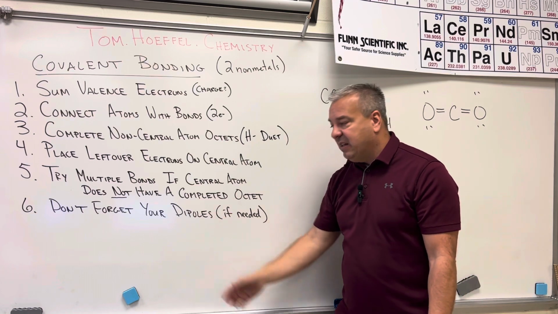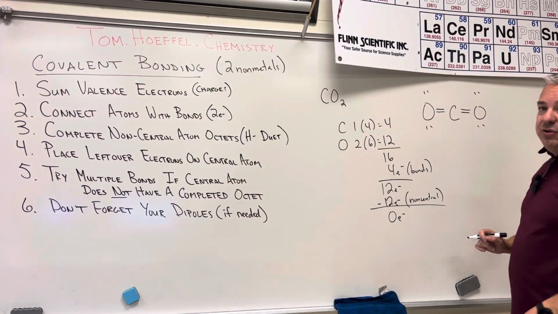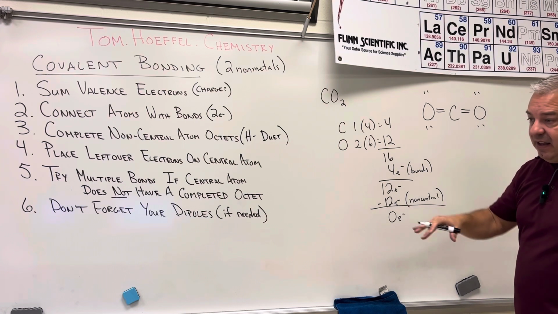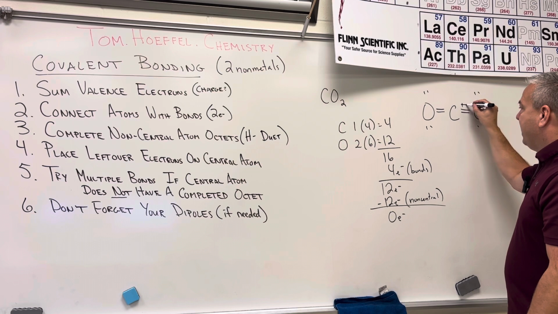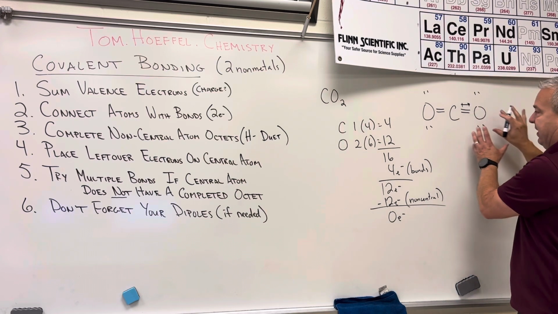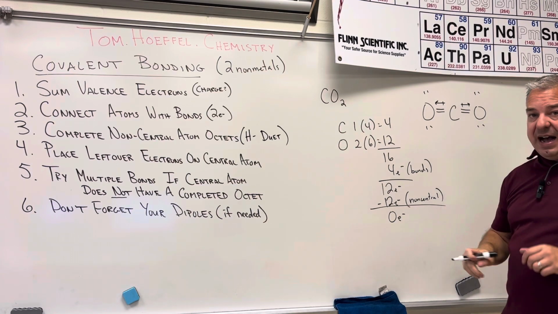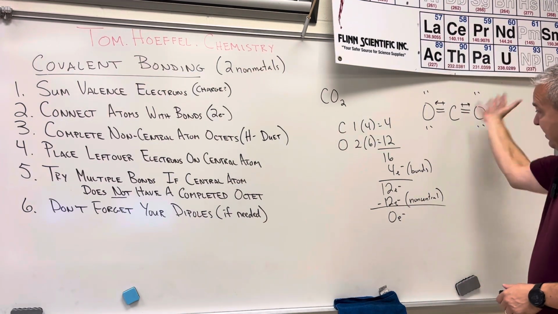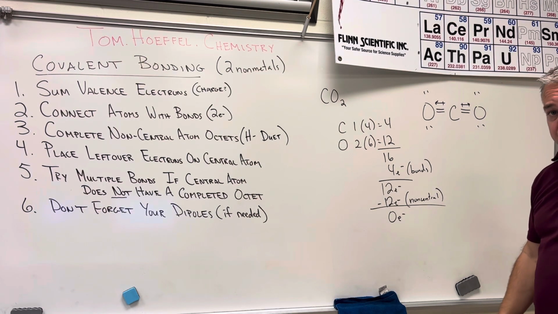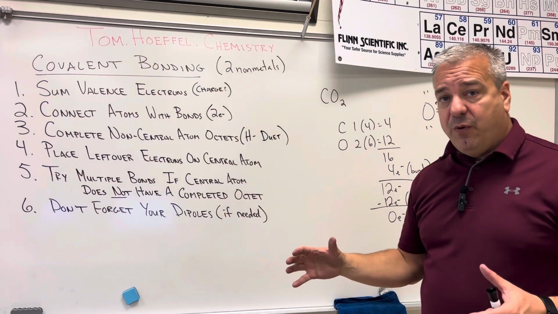And of course, step 6, don't forget your dipoles. Carbon and oxygen do not share their electrons equally. Oxygen has a higher electronegativity, so we're going to make the dipole signs to say, hey, the electrons are being shifted towards the oxygen because they're not sharing their electrons equally. So this is the model that we have for carbon dioxide, and that completes the lesson for covalent bonding.